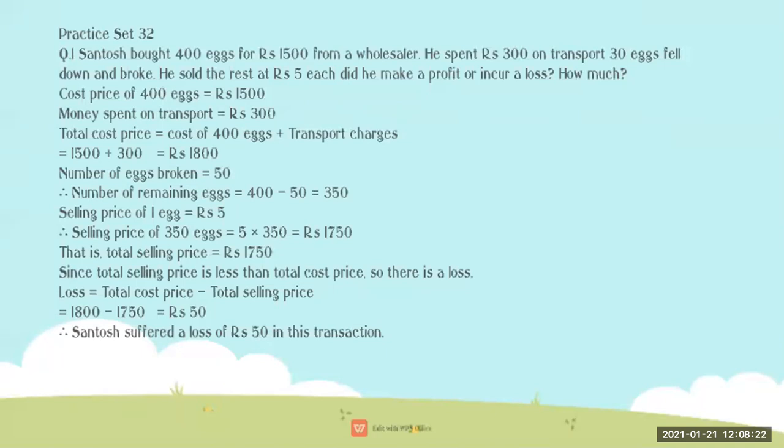Now 30 eggs fell down and broke. Then he sold the rest of the eggs. Whatever is the remaining eggs, he sold for rupees 5 each. Now we have to find out whether he made a profit or loss. Now we will start with our solution.